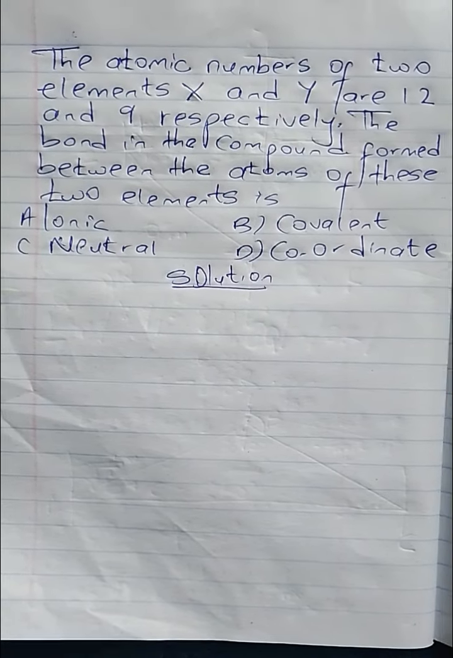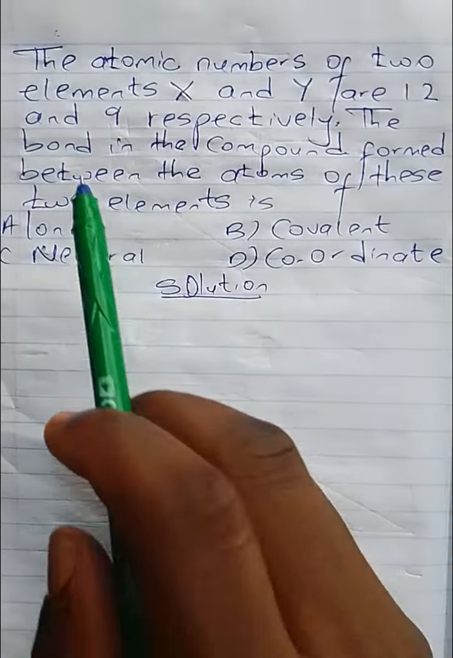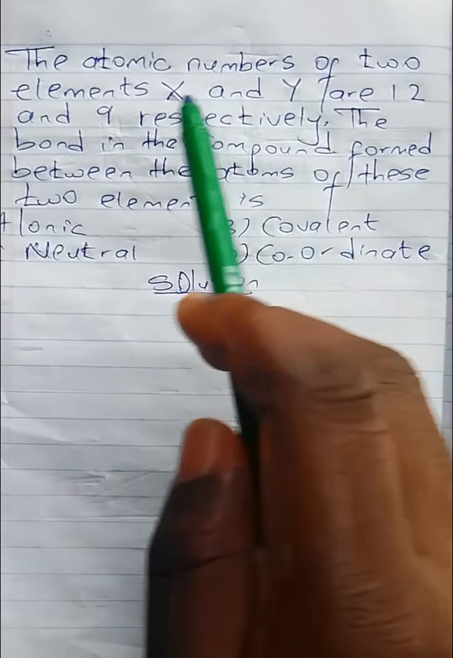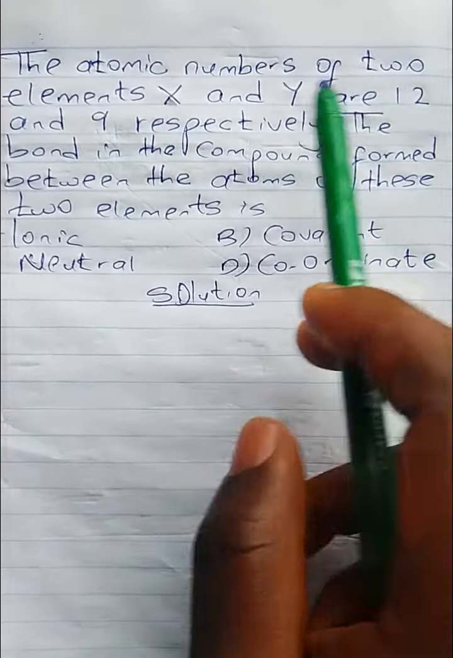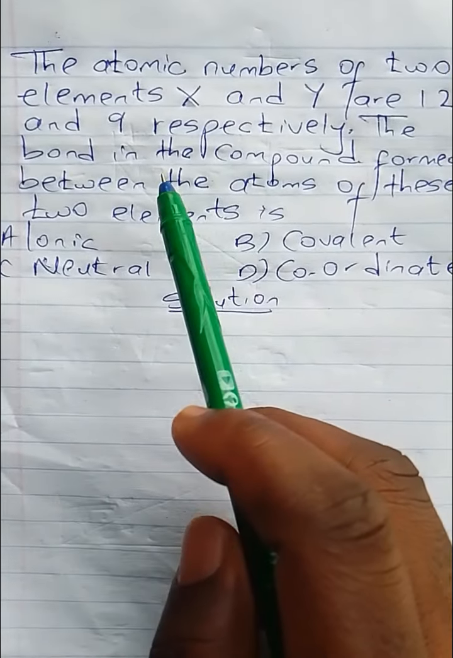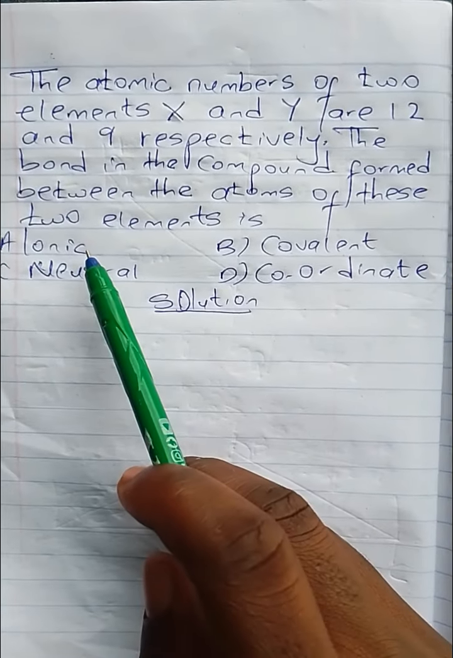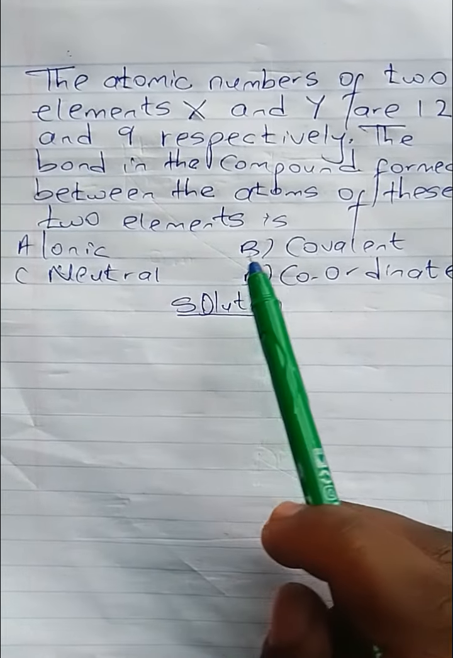Hello everyone, in the course of this video I'm going to be solving this question. Now let's go. It says the atomic numbers of two elements X and Y are 12 and 9 respectively. The bond in a compound formed between the atoms of these two elements is: A, ionic; B, covalent; C, neutral; D, coordinate.